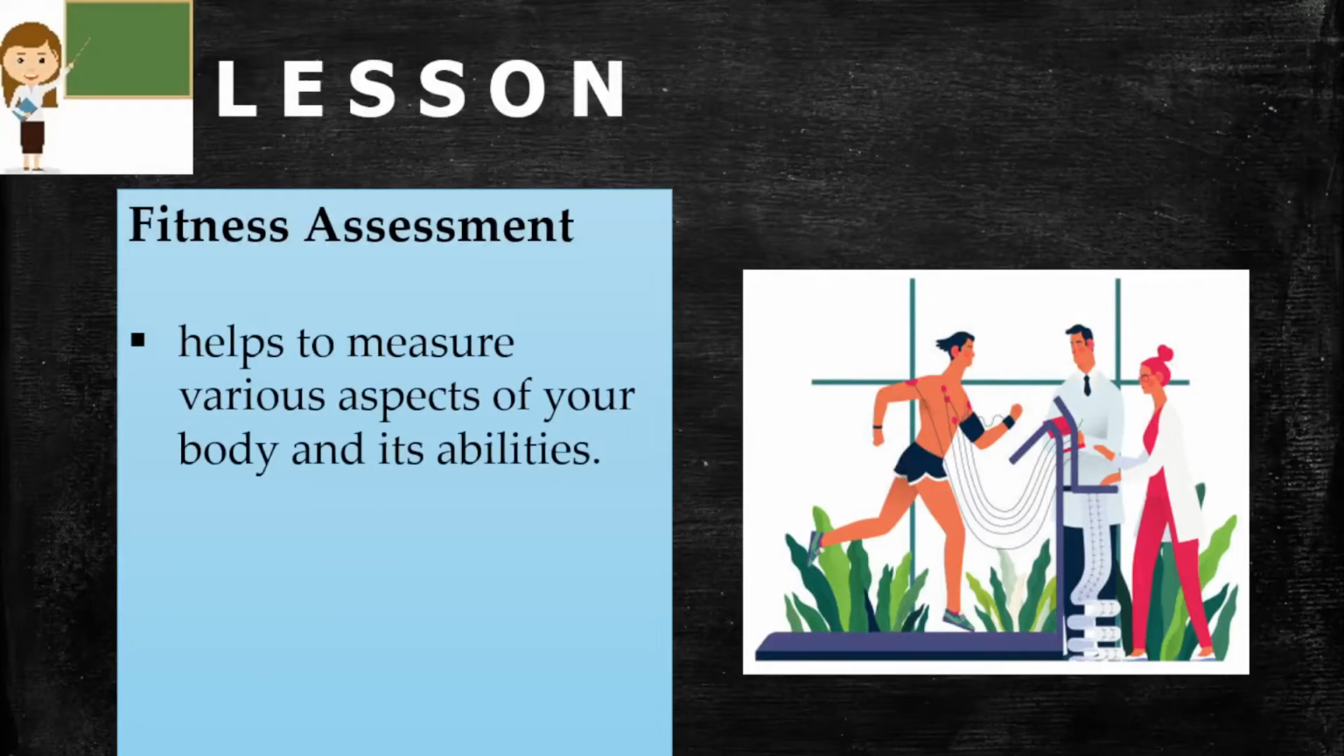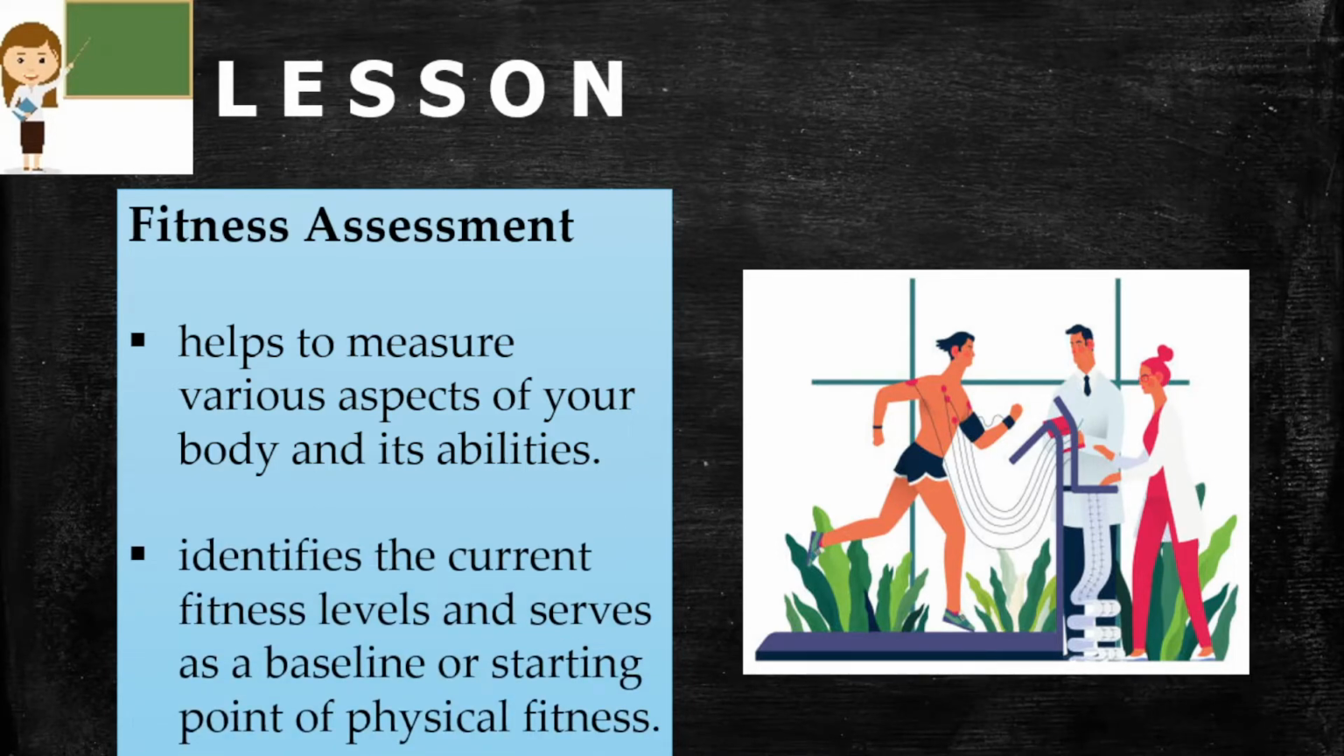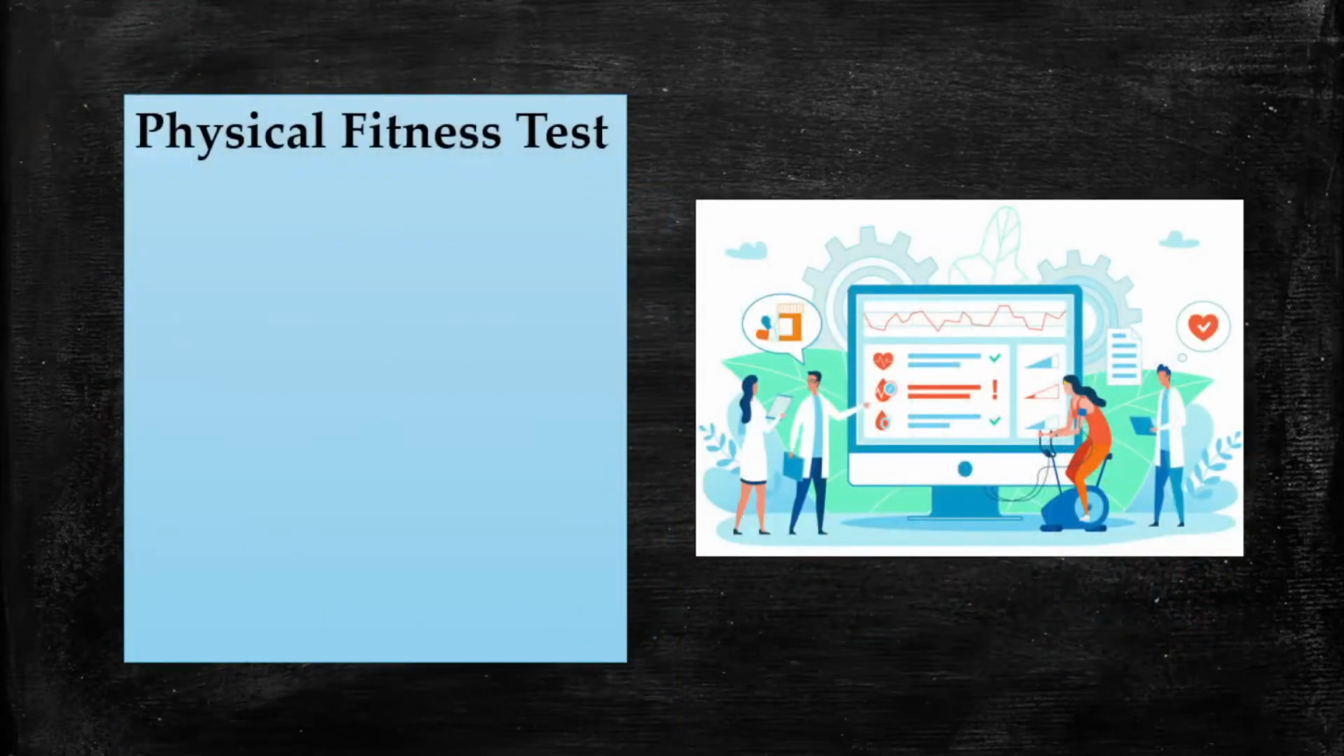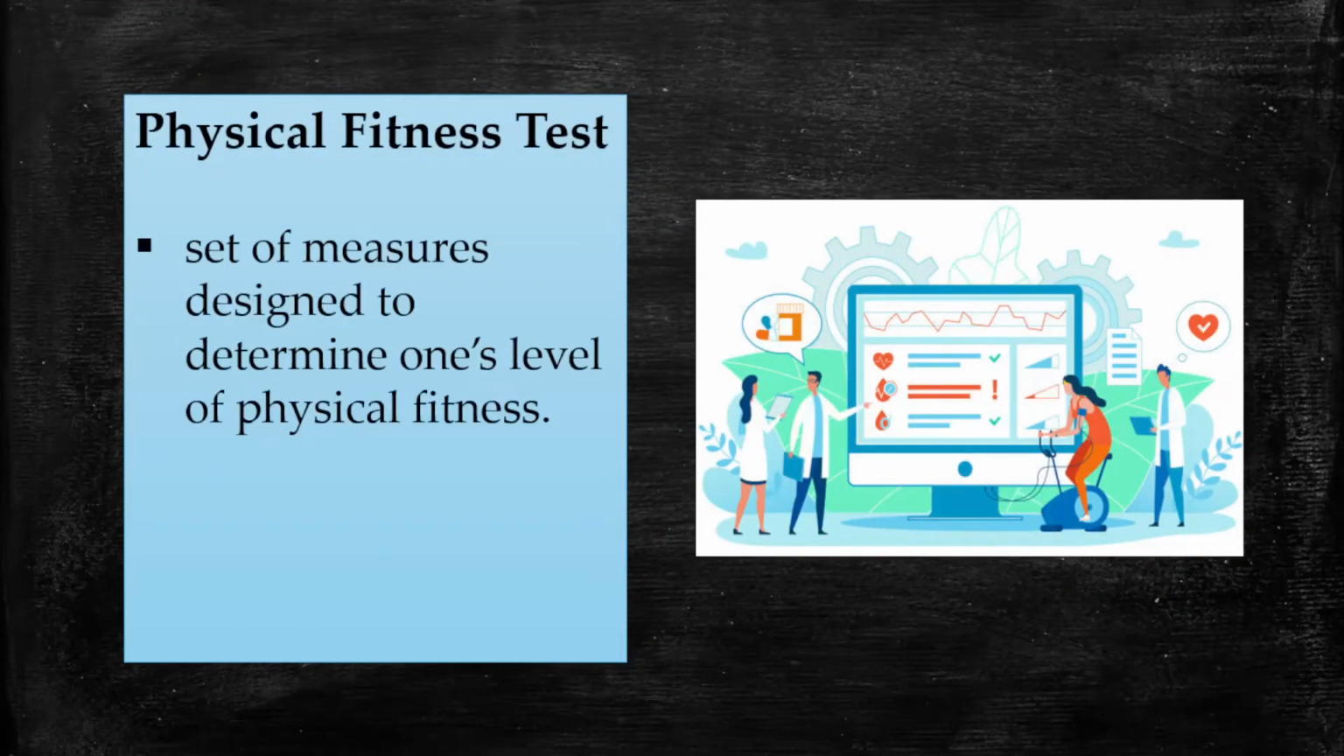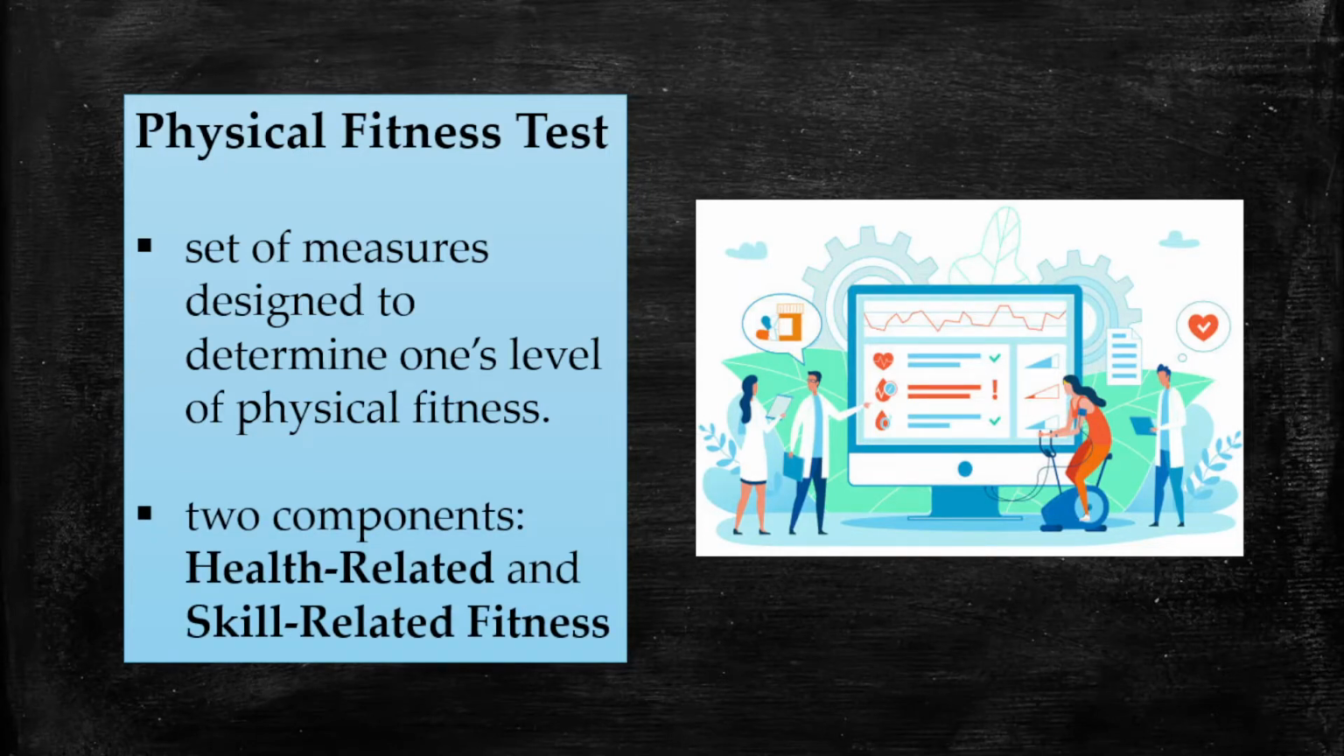When we say fitness assessment, it helps to measure various aspects of your body and its abilities. It identifies the current fitness levels and serves as a baseline or starting point of physical fitness. A physical fitness test is a set of measures designed to determine one's level of physical fitness. Okay? There are two components of a physical fitness test: the health-related fitness and the skill-related fitness. Each component comprises several tests and specific testing protocols, okay?